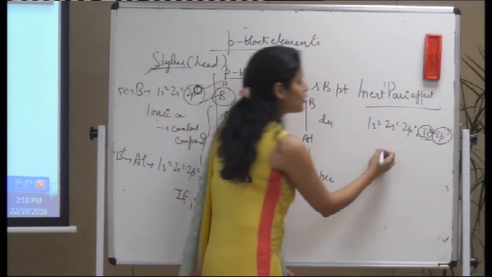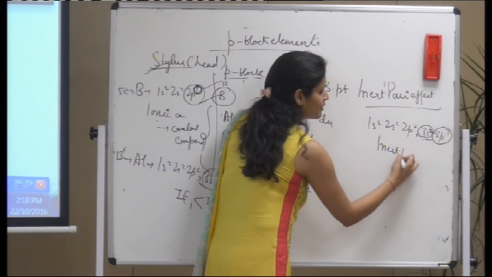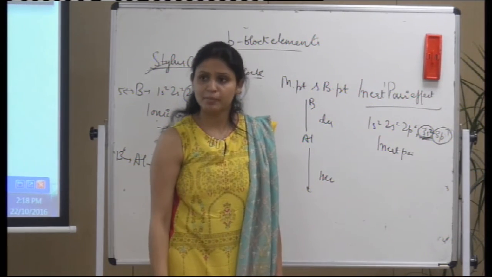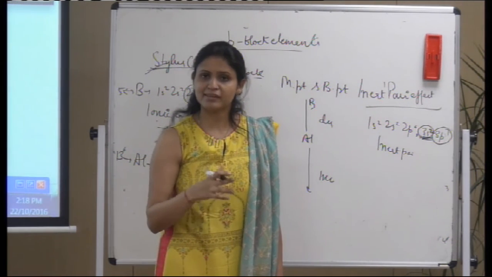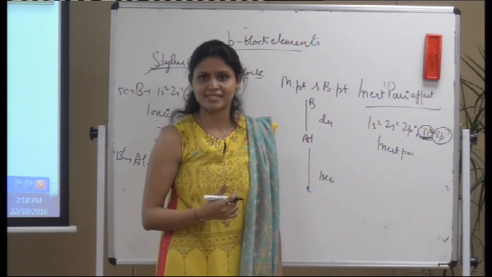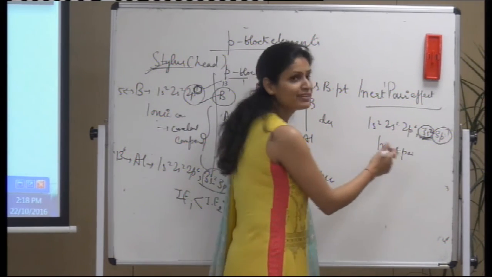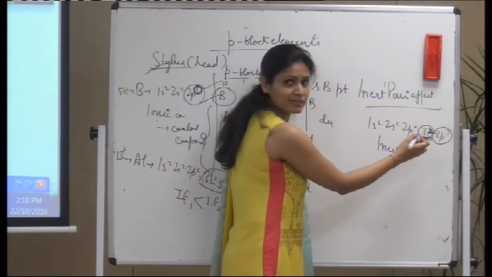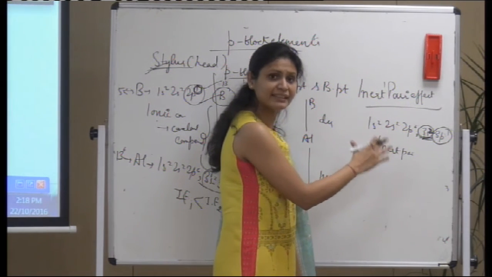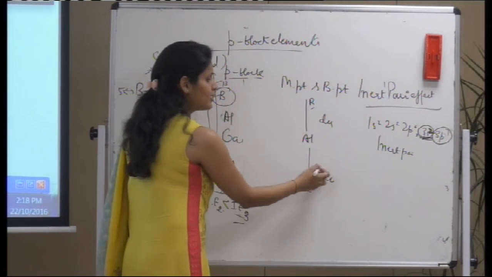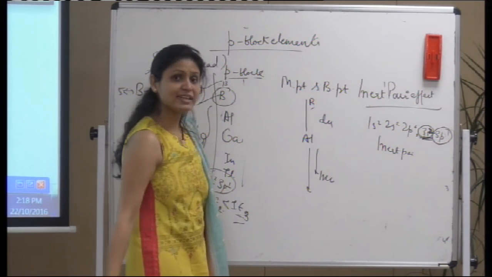So this is called inert pair effect, when the electrons refuse to participate in the bonding. They would like to prefer inertness. They do not prefer to go into bonding. This is called inert pair effect. The electrons are paired now, and hence they are acting as inert. And hence down the group, this tendency of inert pair effect increases.